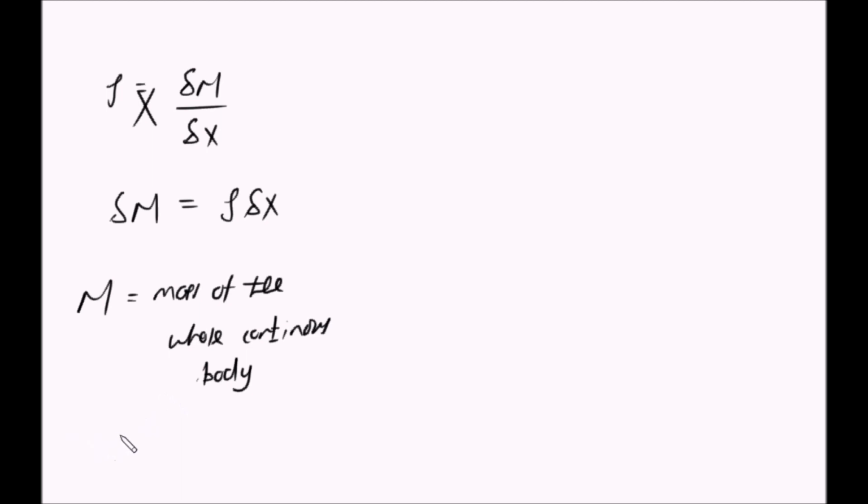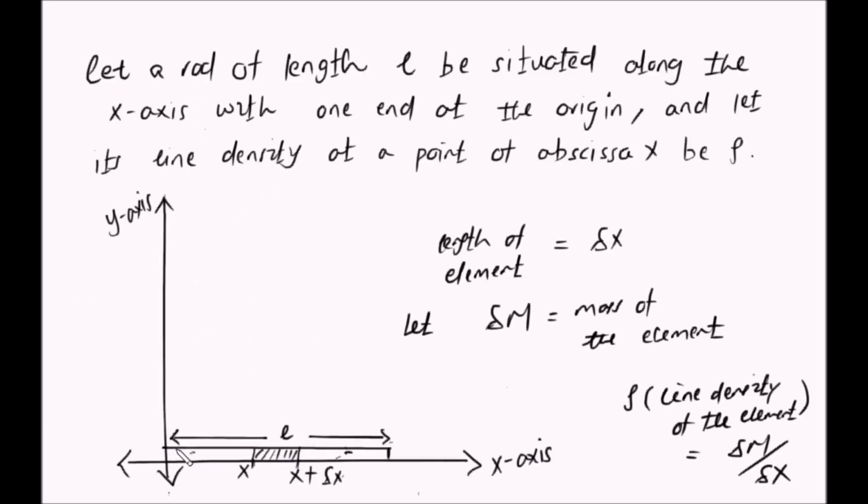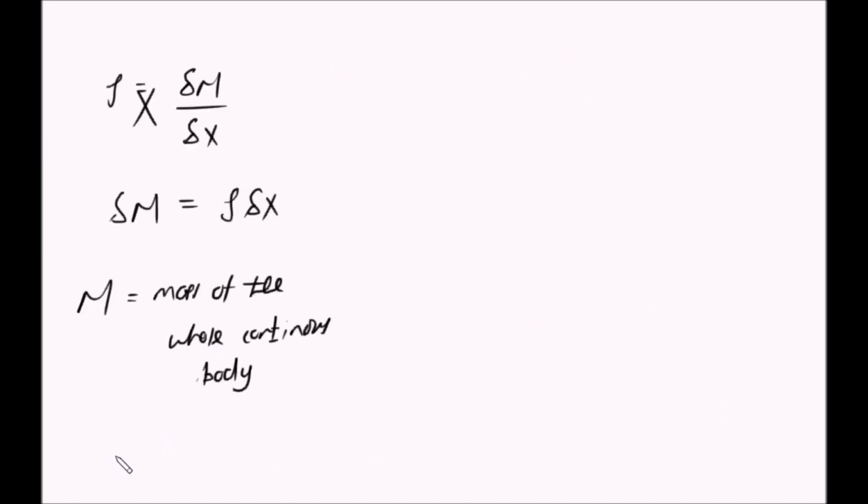Kwa hiyo mass of the whole continuous body manake nitakuwa na element kama hicho nilichokuwa nacho hapa. Nitakuwa na element vingi kuanzia mwanzo mpaka mwisho. Alafu nitajumlisha mass ya hivyo element, ndo nitapata mass of the whole body. So kumbe mass of the whole body is just summation of the mass of the element. Lakini mass of the element tumesema ni elements, so size zinakuwa nyingi hivi.